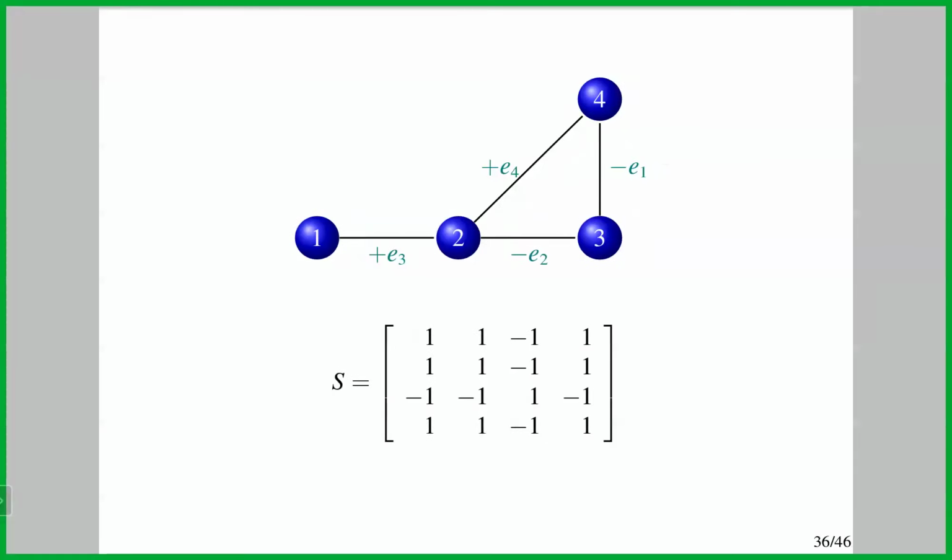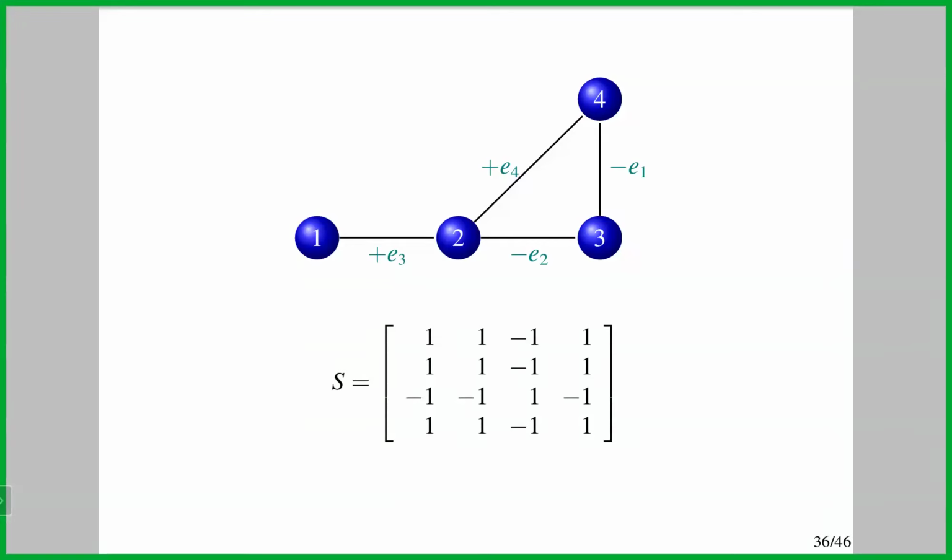And here is an example. The four vertices give a 4x4 matrix. If you look at one, the diagonals are 1. If you look at the 1, 2 entry, the path between 1 and 2 is a positive edge. So the sign of the 1, 2 entry is positive.